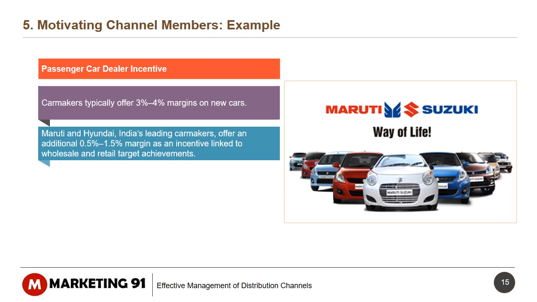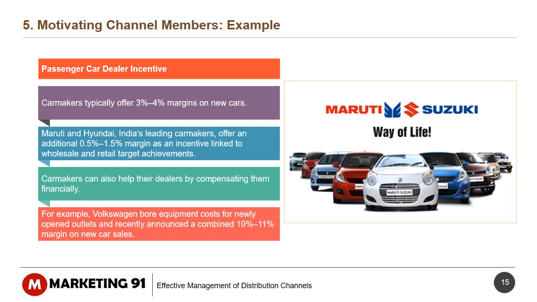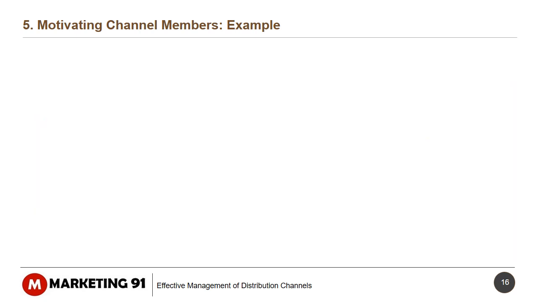and retail target achievements. Car makers can also help their dealers by compensating them financially. For example, Volkswagen bore equipment costs for newly opened outlets and recently announced a combined 10 to 11% margin on new car sales. Another example of motivating channel members.